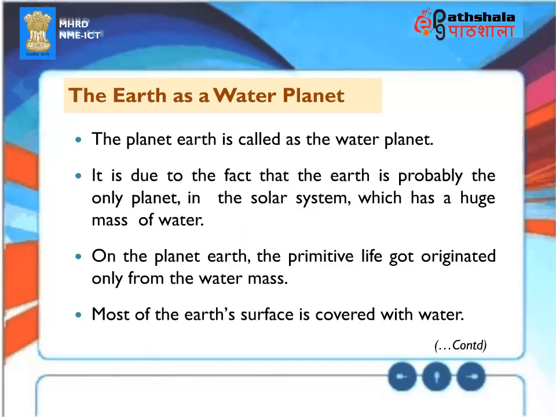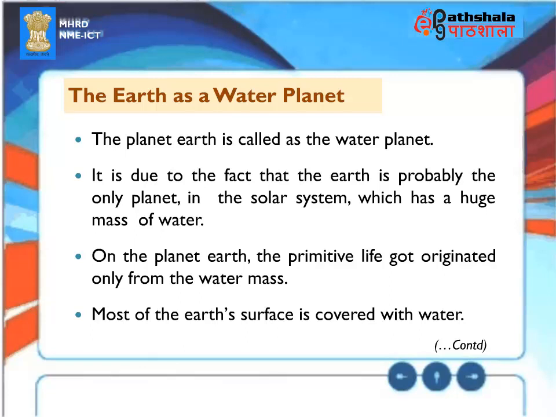The Earth as a water planet. The planet Earth is called the water planet. It is due to the fact that the Earth is probably the only planet in the solar system which has a huge mass of water. On the planet Earth, the primitive life originated only from the water mass.